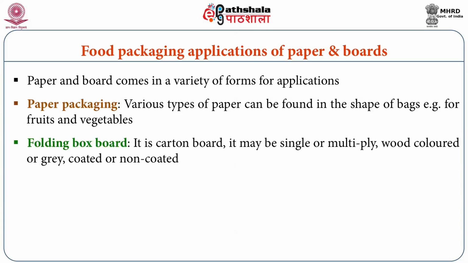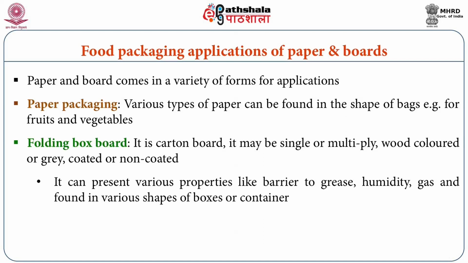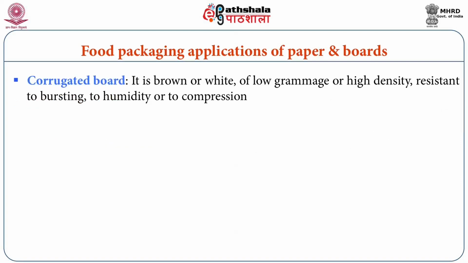It may be single or multiply, wood colored or grey, coated or non coated, and it can present various properties like barrier to grease, humidity, gas, and it can be found in various shapes. It is mainly used in cartons for consumer products such as frozen food and for liquid containers. The next class is corrugated boards. It is brown and white, of low grammage or high density, resistant to bursting, to humidity or to compression.